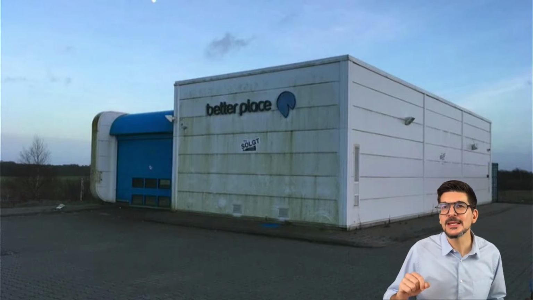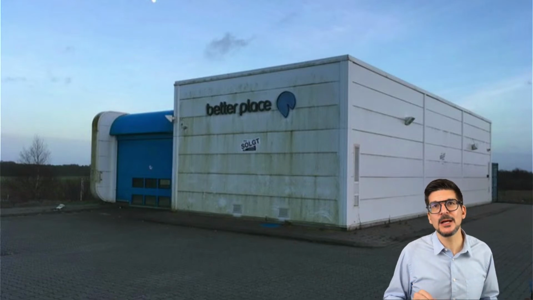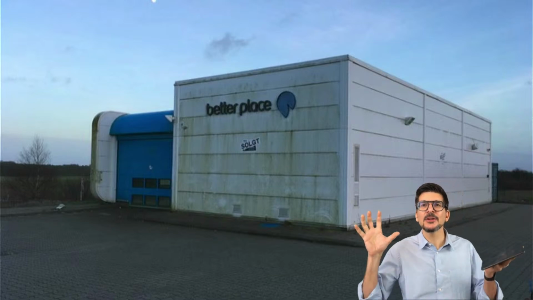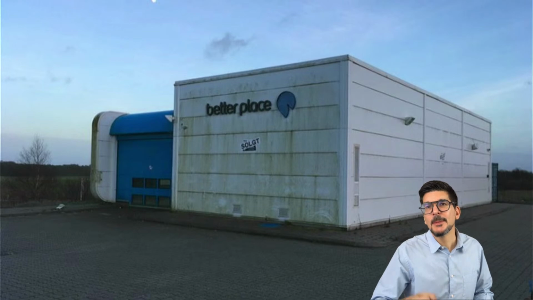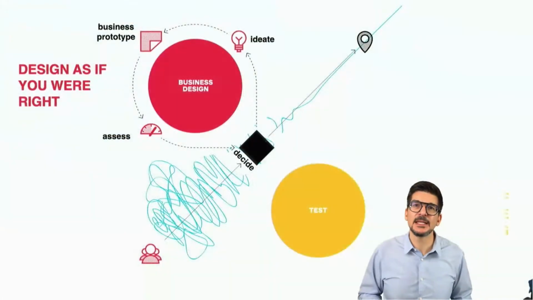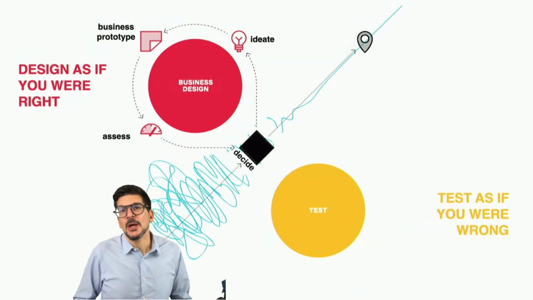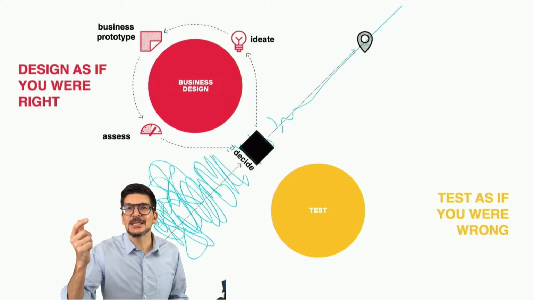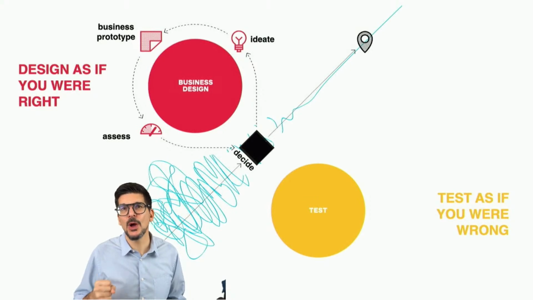And they lost $850 million in the process. It's like you put $850 million on a pile and you burn it, because they built the infrastructure before testing the idea. So in innovation and entrepreneurship, we like to say you need to design an idea as if you were right, but then you don't make a business plan. You actually test as if you were wrong.